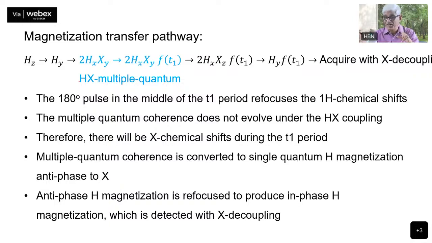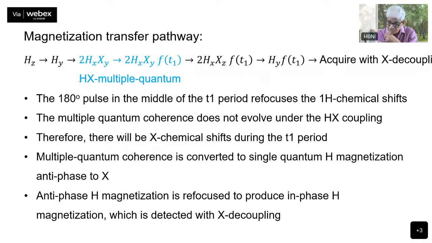But in fact, I had actually included that as one of the questions, but subsequently I said, okay, this is too demanding. So we dropped that. But those of you who are very keen on doing that, you can go ahead and try to show that this does happen. Multiple quantum coherence does not evolve under HS coupling. Therefore, there will be X chemical shifts during the T1 period. The proton chemical shifts are refocused. There will be X chemical shifts only during the T1 period.